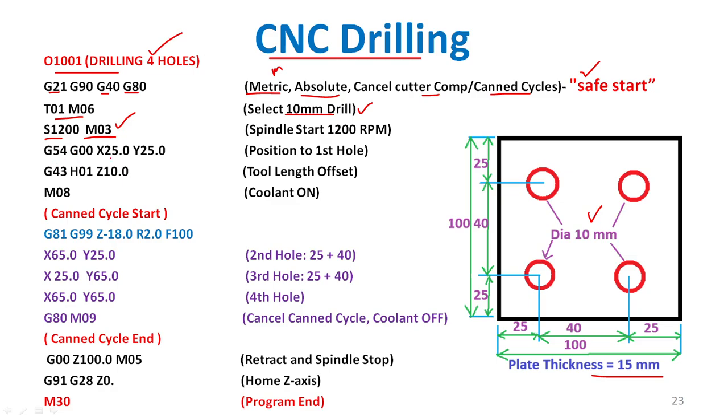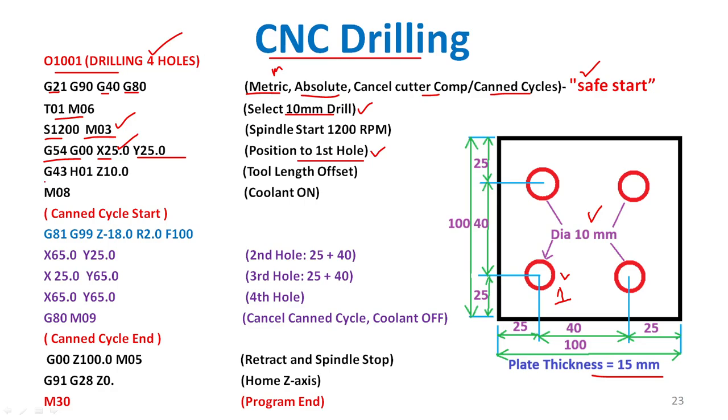G54 G00 X25 Y25 positions to the first hole. This is the first hole, X25 and Y25. G00 is the rapid positioning movement of the tool.